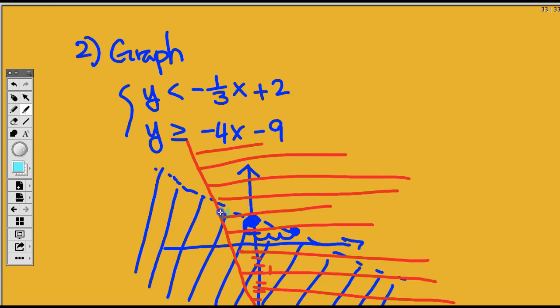The highlighted area would be where you got both the red and the blue, okay? So when you highlight your answer for me, you're going to highlight all of this, okay? You're going to highlight the whole thing for me, and that's going to be your answer.